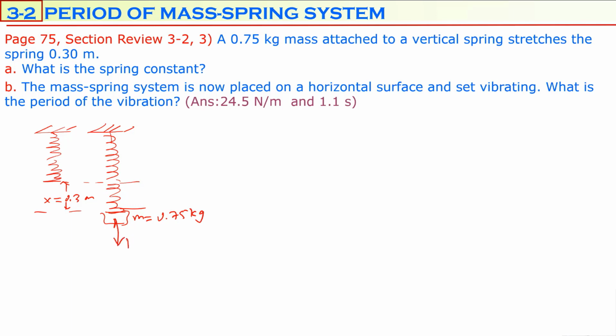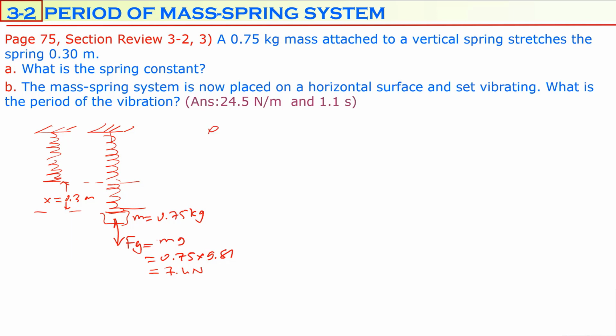Of course, this mass will apply some gravitational force on the spring, and this force will stretch the spring, which is equal to m times g. m is 0.75, g is 9.81. So let's multiply them. 0.75 multiplied by 9.81 is equal to 7.4 newtons. So 7.4 newtons is the applied force on the spring, and the amount of stretching is given as 0.3.